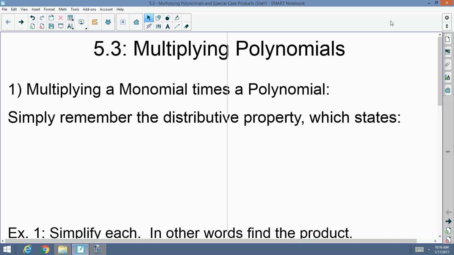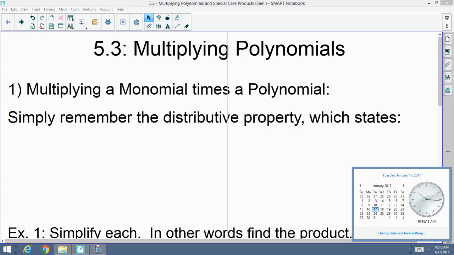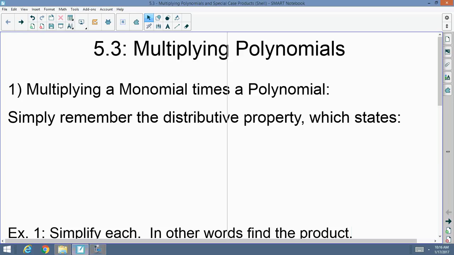Multiplying polynomials is pretty simple if we remember our exponent laws. What do we do when we multiply the same base, guys? What's the procedure? That's right. You keep the base and you add the exponents. Great job. If you know that, life is going to be a lot easier. So when we're multiplying a monomial, one term, times a polynomial, simply remember the distributive property.